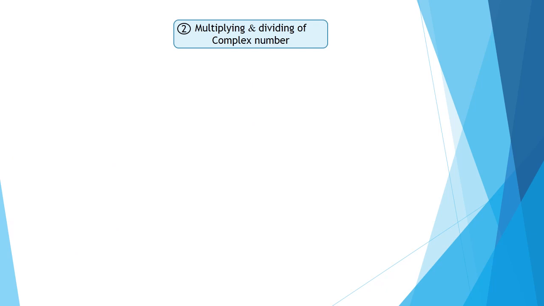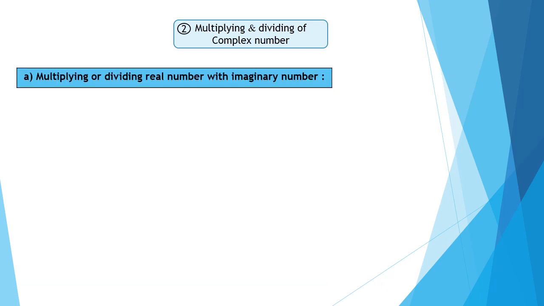Now we are going to learn how to multiply or divide complex numbers. At first, we are going to start by multiplying a real number with an imaginary number. Let's take an example. If we want to multiply 5 by 3i, we multiply the coefficient of i with the real number, then with i. Then we get 5 multiplied by 3 multiplied by i. Then it will be 15i.